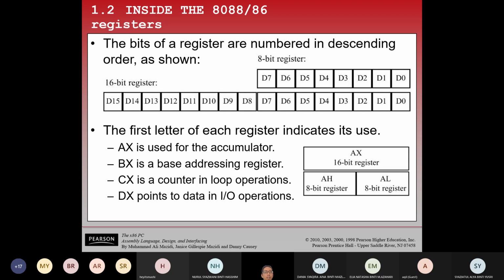These are the registers. You can assume that each is like a block. This is the 8-bit register over here, and this is the 16-bit one. So these are two types of registers. You see that the amount of space for the 16-bit register is double that.